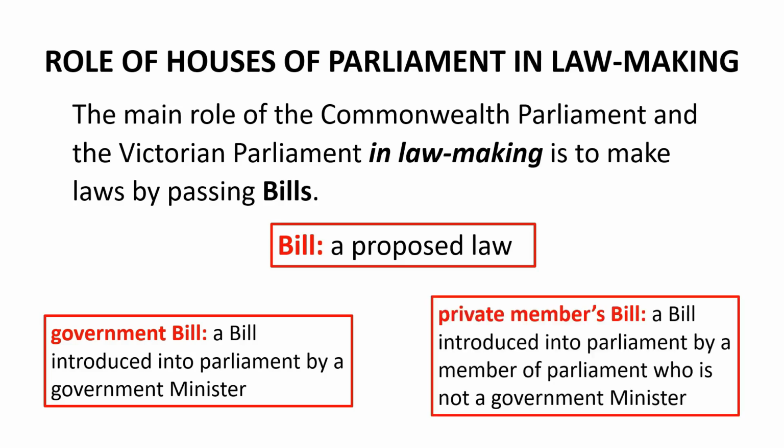The second type of bill is a private member's bill. A private member's bill is a bill introduced into Parliament by a member of Parliament who is not a government minister. Any member of Parliament is entitled to introduce a bill into Parliament, and this does happen, particularly in the upper house. However, unless the private member's bill is supported by the government, it will not be passed by the lower house, which is controlled by the government. Members of Parliament tend to introduce private members' bills where they want to put pressure on the government to support a particular change to the law by putting forward a proposed new law that will be debated in Parliament.